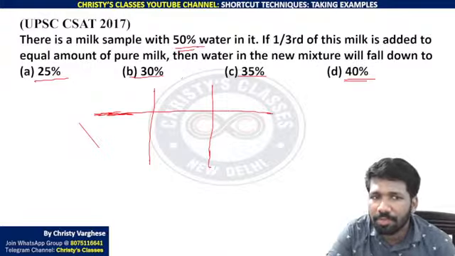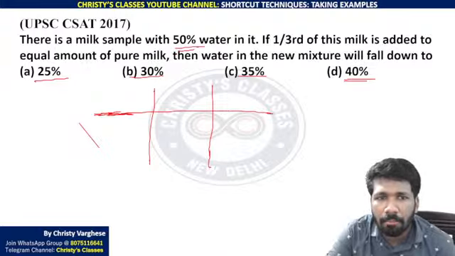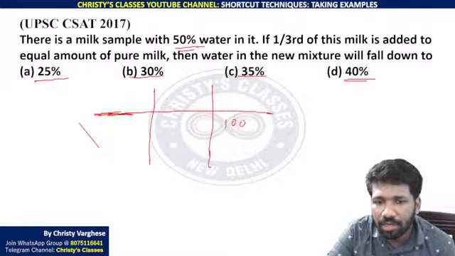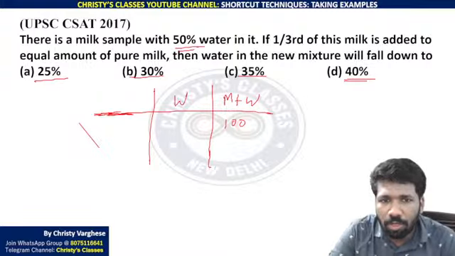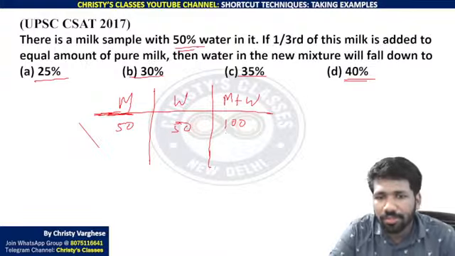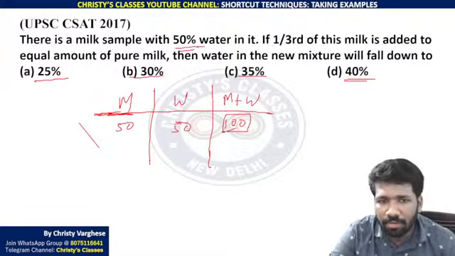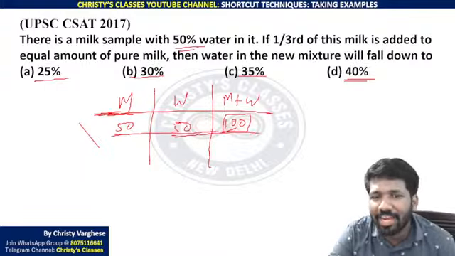As everything is in percentage, 100 will be the best example. 100 will be example for what? Milk sample with 50% water in it means let total milk be 100. Total milk means milk plus water mixture it is. So in that, water is 50% means remaining 50% is milk. So 100 be the example for the total mixture. So milk is 50, water is 50. So you get a little more clarity here.